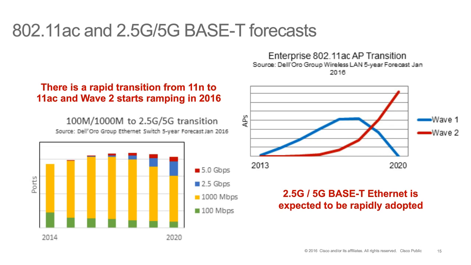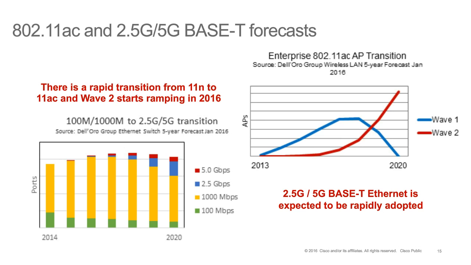Okay, so let's look at the forecast for 2.5 and 5G-based-T. Again, this is data from Dell'Oro from January of this year. What they're expecting is quite a rapid adoption. So around 2020, they're thinking that around 20 to 25% of the market will be 2.5 and 5G-based-T. Now, you could say that's a slow adoption, but this is an enormous amount of ports sold per year. If we get to this number, we've driven a major transition of the industry.